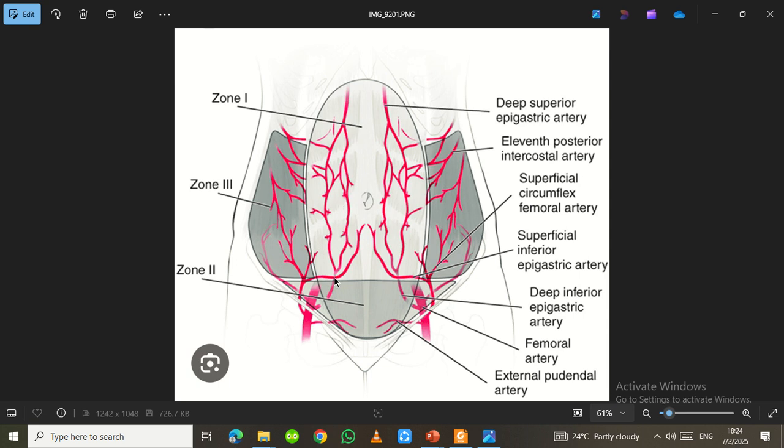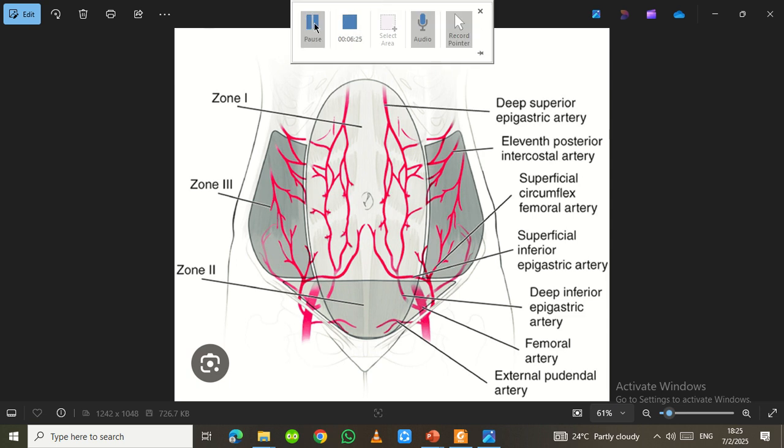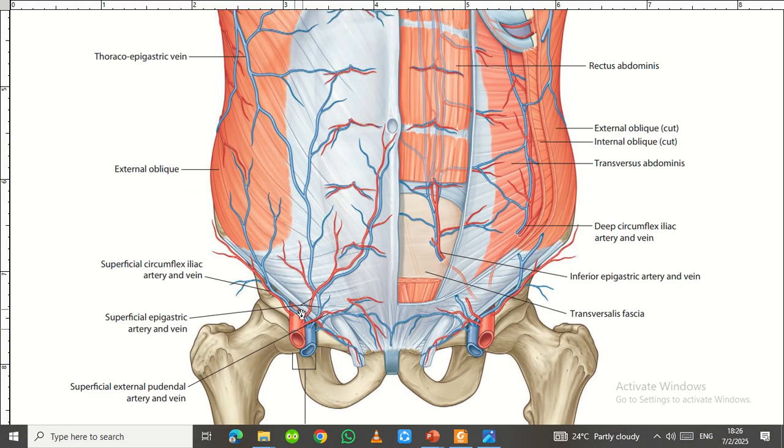And then we go to zone number two. If you remember, the external iliac artery passes behind the inguinal ligament and changes name to the femoral artery. It is the femoral artery that's going to give three superficial arteries. Let me now show you. This is your femoral artery. It's going to give three superficial branches.